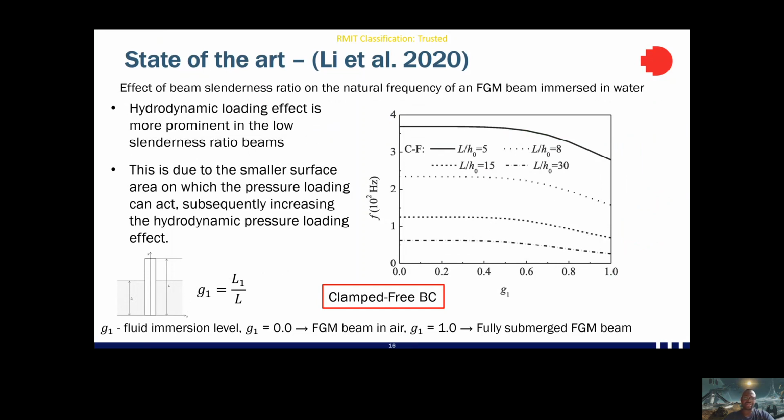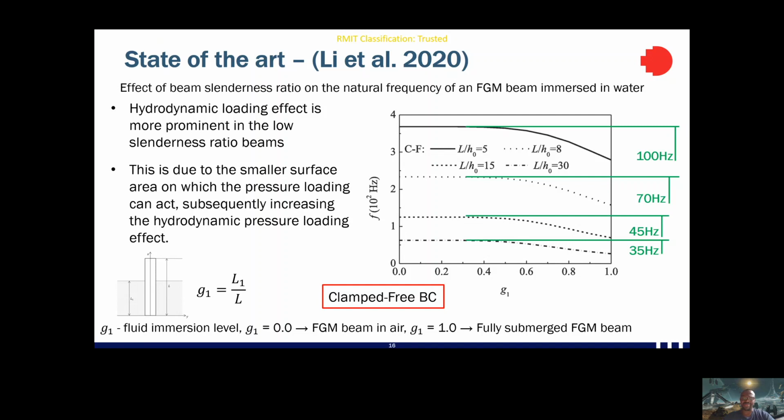The same study also looks at the effect of the beam slenderness ratio, where we can see that the beam with the smallest slenderness ratio depicts the highest influence of the hydrodynamic loading. This is because on this beam there's not enough surface area for all the pressure to act, and so the effect is higher in comparison to the beams with higher slenderness ratios.